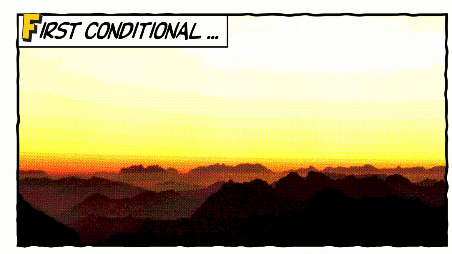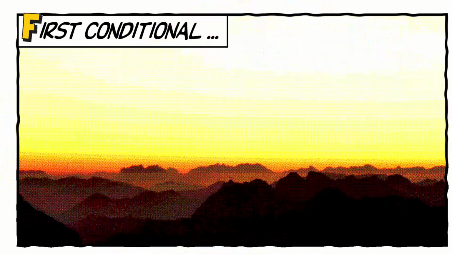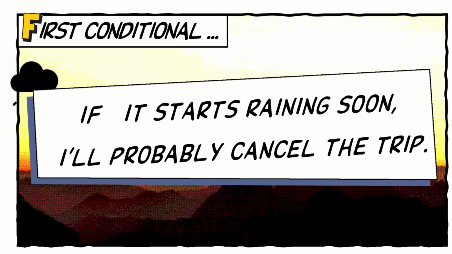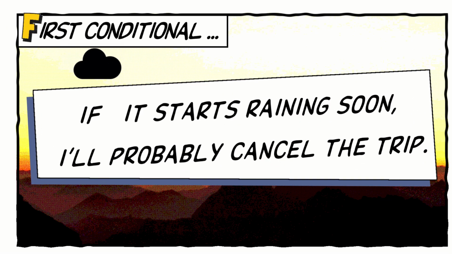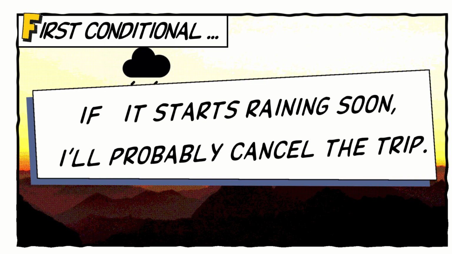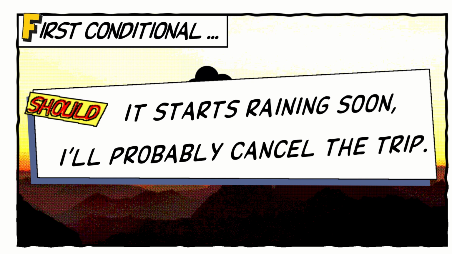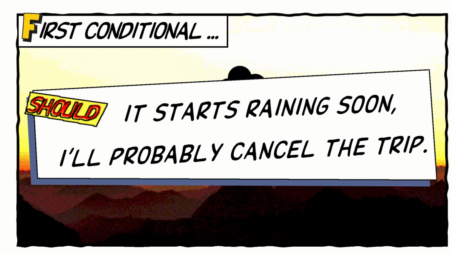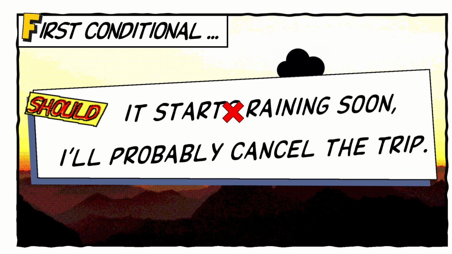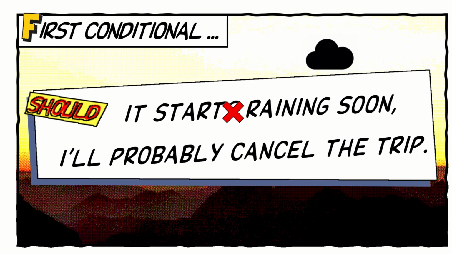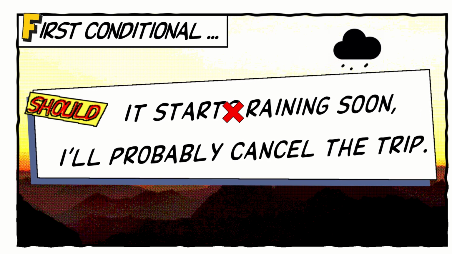We invert the first conditional with the cunning use of the word should. So let's take a perfectly normal first conditional sentence, something like, if it starts raining soon, I'll probably cancel the trip. To invert this, you replace if with should, and because this is now a should sentence, you don't need that third person s. Should it start raining, I'll probably cancel the trip.